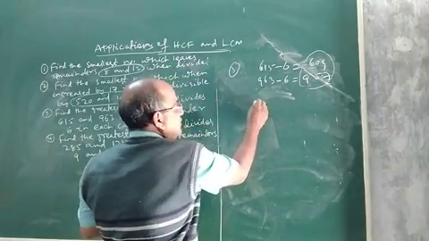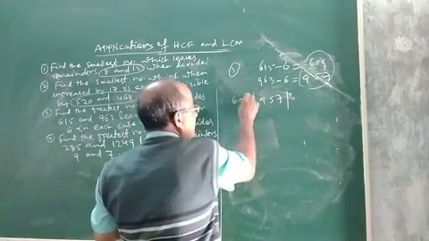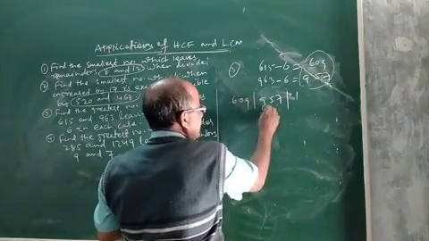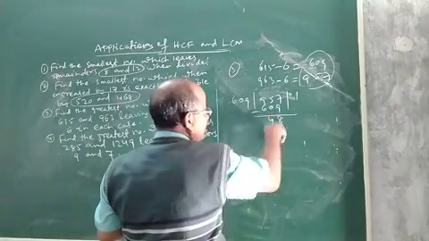Let us find out. 957 divided by 609. Put here 1, 609. 957 minus 609 is 348.